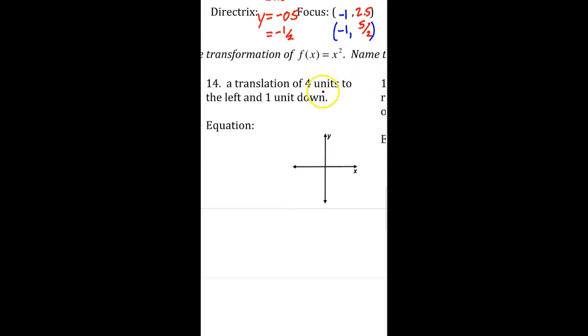Same thing here, translated 4 units to the left, and then down 1 unit. And it looks like, yeah, and we'll just assume that's opening up. So we'll have, let's see here, y to move down 1 unit will be +1, and then to move left 4 units it will be +4. Yeah, there we go. And again, we're not worrying about a p-value at this point.